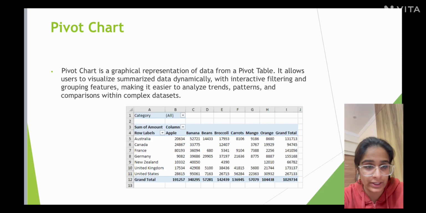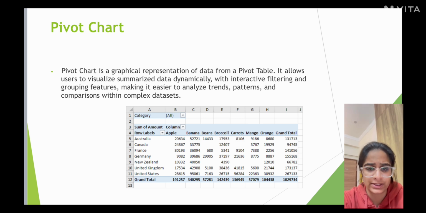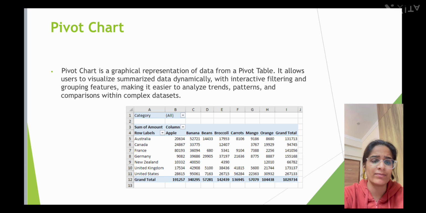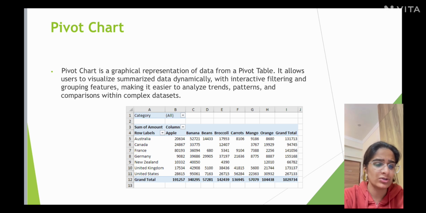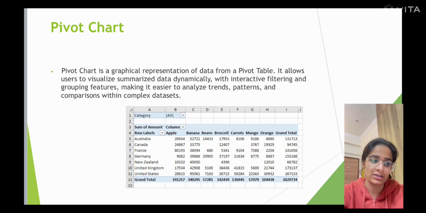Now we are going to see what a pivot chart is and how we are going to add it in MS Excel. To understand it, we will read the definition given in the PPT. The pivot chart is a graphical representation of the data from a pivot table. It allows users to visualize and summarize data dynamically with interactive filtering and grouping features, making it easier to analyze trends, patterns, and comparisons within the complex data sheet.